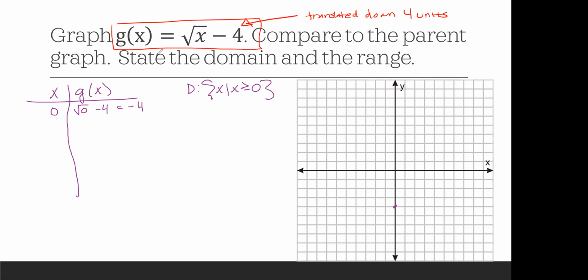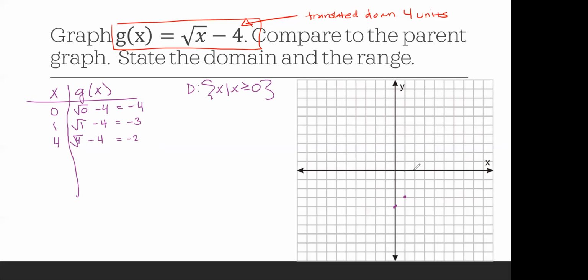Okay. All right, and then I'm going to plug in 1 for x, because I know the square root of 1 is 1, and 1 minus 4 is -3. So when x is 1, y is -3. Okay, and then I'm going to plug in 4 for x, because I know the square root of 4 is 2, and 2 minus 4 is -2.